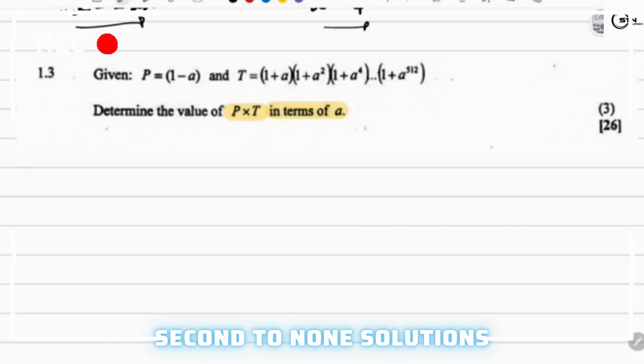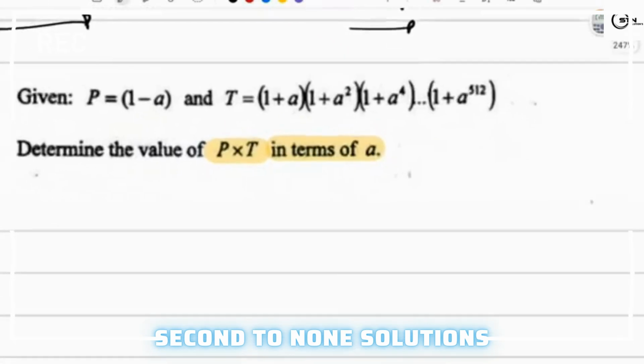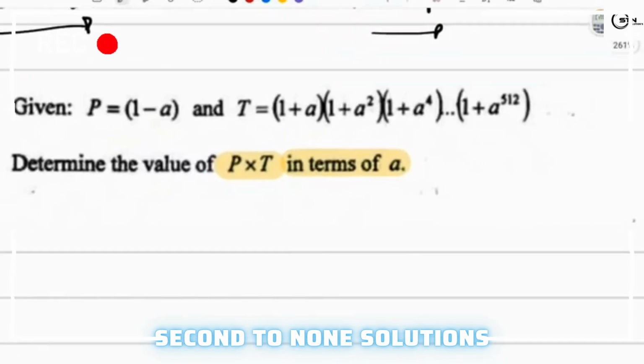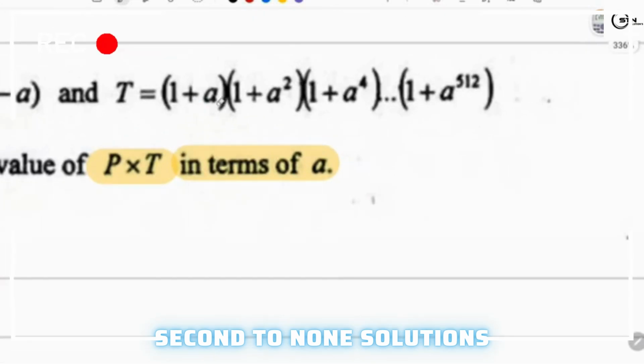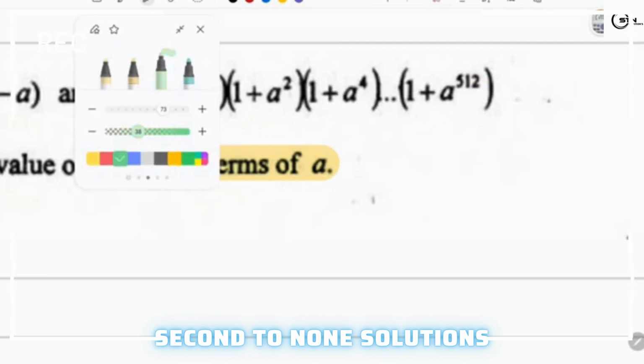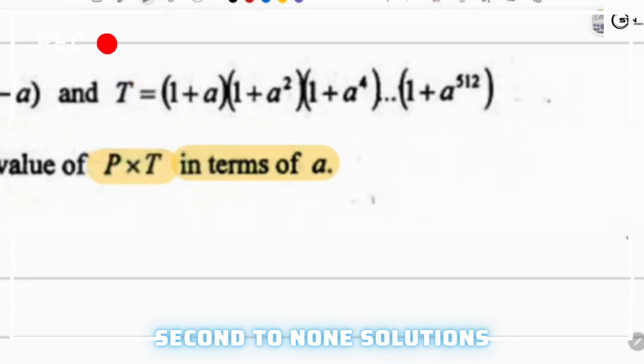Okay, so how are we going to work this out? Let's look at these equations that they gave us. The first one is just 1 minus a, but then the second one is what we need to really look into and figure out. So let's actually just try to understand this equation quickly. You see that we have 1 plus a, and then 1 plus a squared, and then 1 plus a to the power of 4, and then 1 plus a to the power of 512. The only thing that is changing is that exponent on the a. So let's just see what they did.